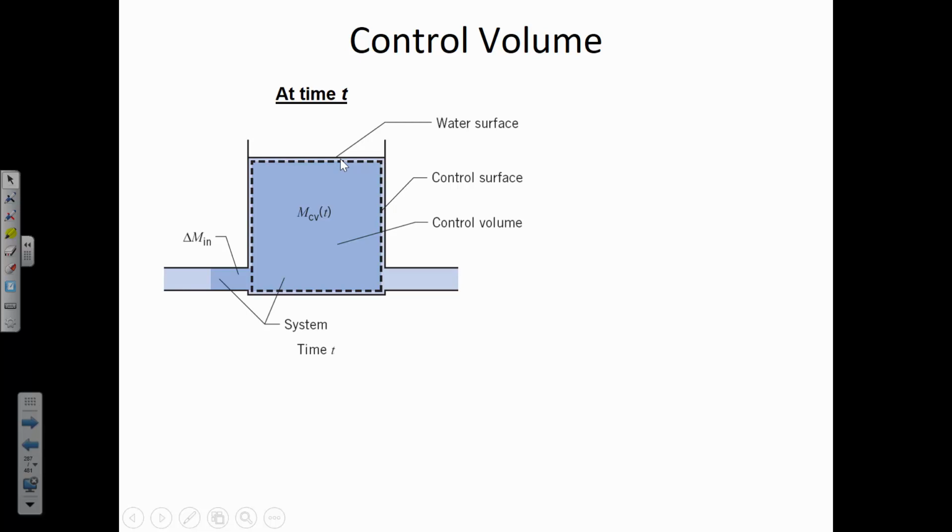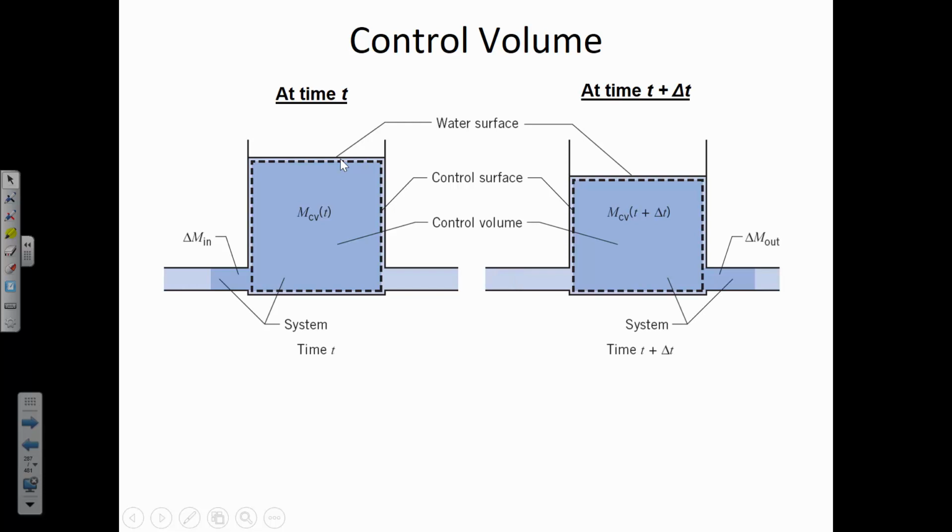And at a certain time, there's a fraction of the system that's inside of the control volume. Now what we're going to do is look at some time increment into the future. At time t plus delta t, the system's location changed over time. What you'll notice is that the water level, if this is in fact water, a liquid, has fallen a little bit.